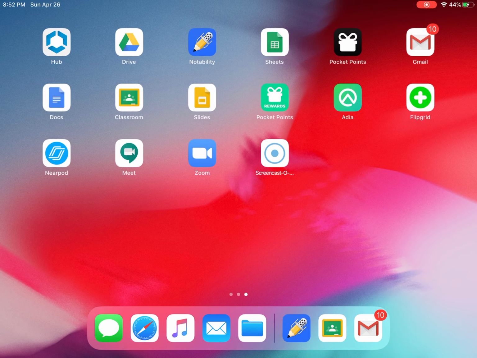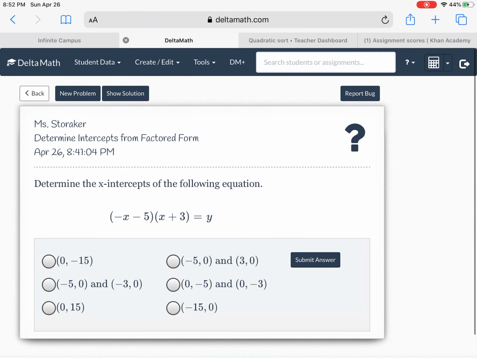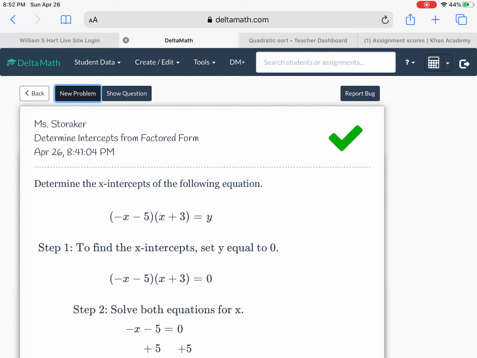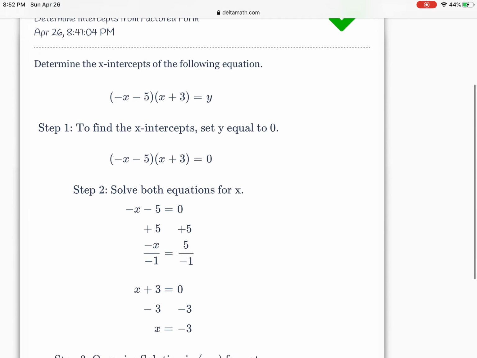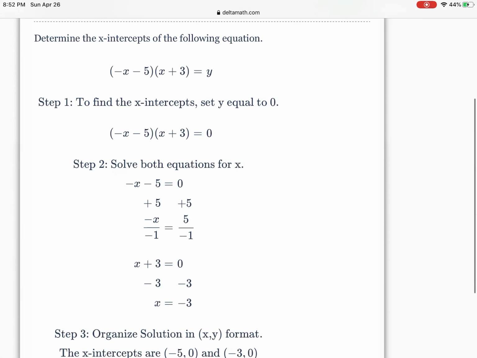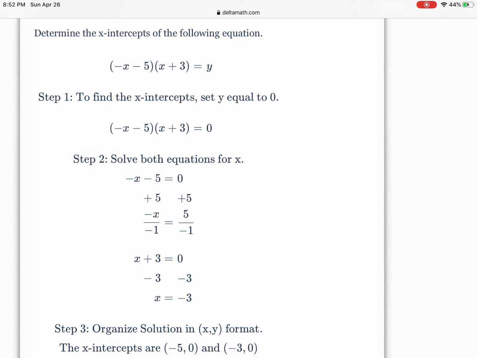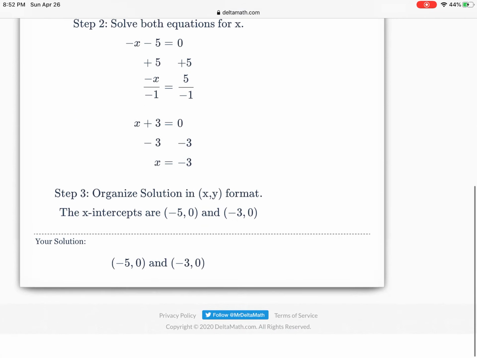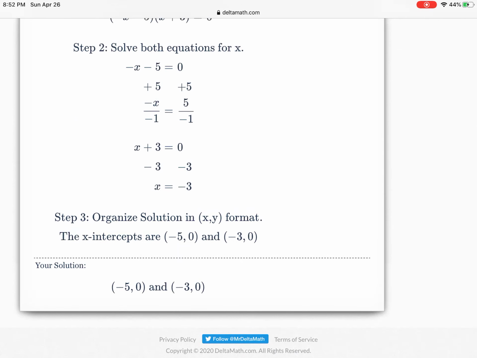So in Delta Math, that's going to be all it asks for. If I flip back to Delta Math right now, I would be able to answer that it was -5 and -3, and it had to be both of them in the front. So it had to be this one. I would submit the answer. They would tell me yes. They go through the steps. They tell you, hey, I solved both equations. They show you the two equations that they put together, and then they put it in point form.